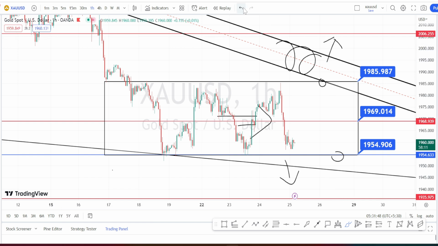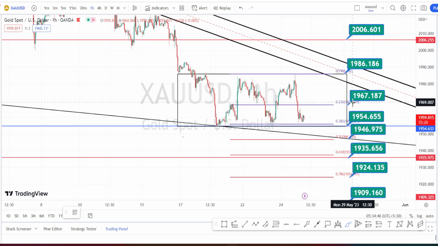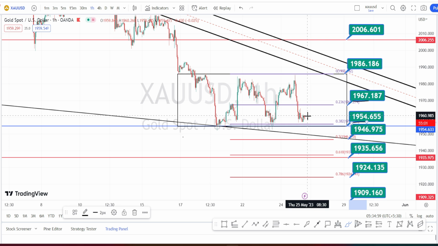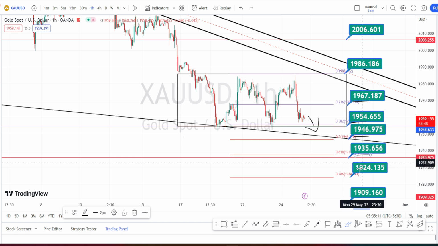Let us mark the support and resistance levels. So currently the price action in hourly time frame is trading between the resistance level of 1967 and support level of 1954. And once the price action breaks the support level of 1954 and continues its bearish side retracement, next level of support is going to be 1946, 1935, 1924 and 1909 on the bearish side.